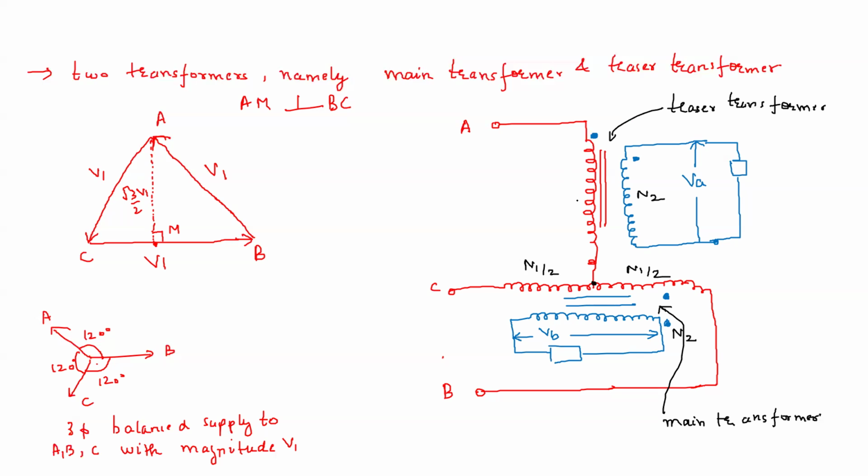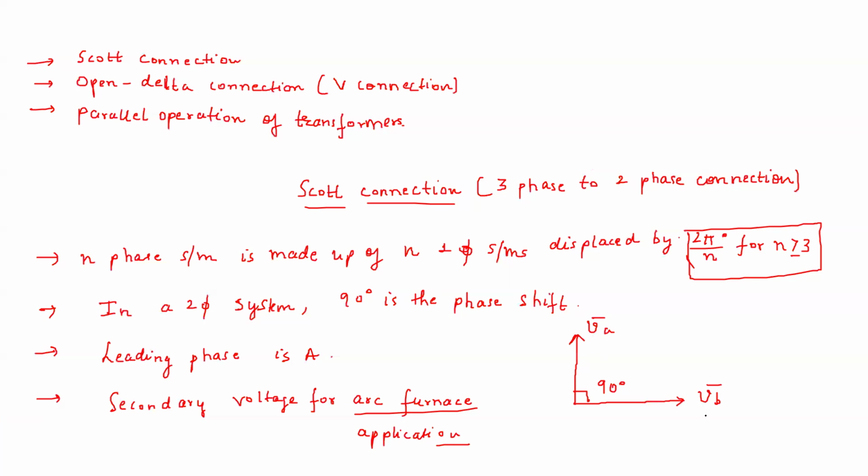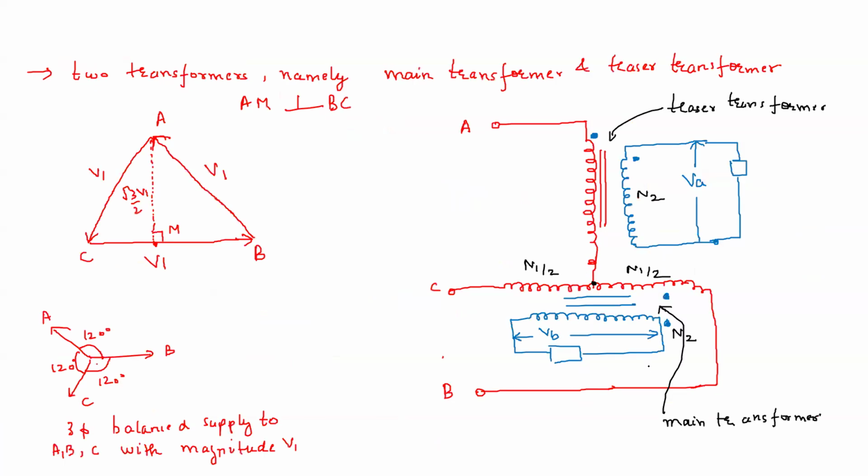Now here also on the secondary side we have N2 turns. Remember, if we want to get a two-phase voltage from a three-phase voltage, we expect that these two voltages VA and VB are the same in magnitude, and VA is leading VB by 90°. We want a 90° phase difference and the same magnitude, so they form a balanced two-phase supply. Now on the primary of the teaser winding we will take the number of turns as √3 by 2 N1. You will understand why from the mathematics.